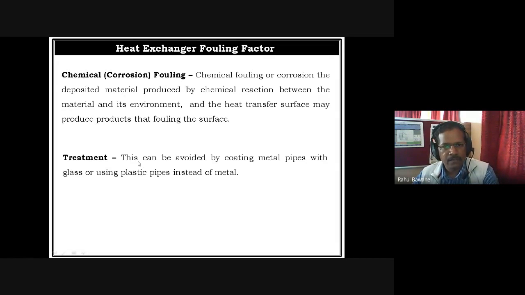Now, how to treat? This can be avoided by coating metal pipes with glass or using plastic pipe instead of metal, if possible. If it is not possible, then we do plating, copper plating. You know what plating is, electroplating. We provide a plating with such material which opposes the corrosion. So if an MS tube is compulsory, we will use an MS tube with copper plating. So copper will avoid such kind of corrosion.